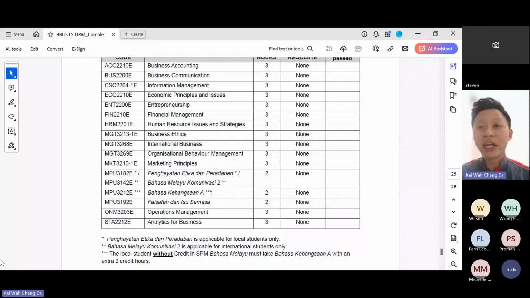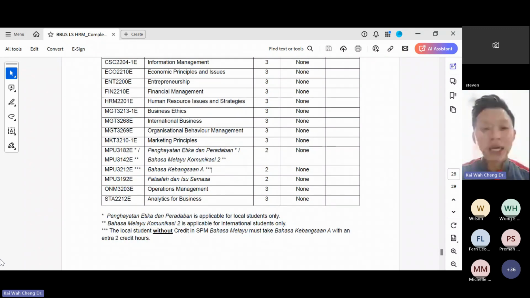This is mata pelajaran umum, compulsory courses, regardless of where you are. Whether I major in human resource management, business administration, international business, or marketing, regardless of your major, these are the compulsory courses, mata pelajaran umum. For example, let's look at the first 1 star. What does 1 star mean? MPU 3182E, 1 star, Penghayatan Etika dan Peradaban. Now let's look at the footnote here. 1 star.